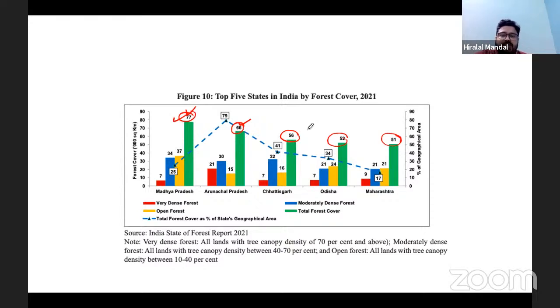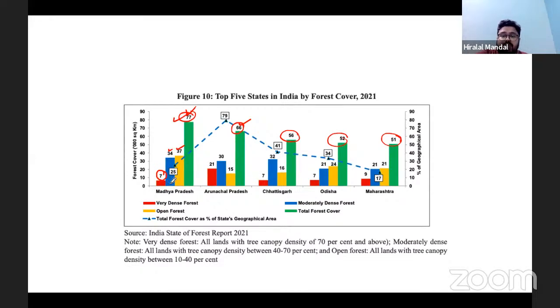Now, out of that, you can see very dense forest. Again, when it comes to the performance of the state in terms of very dense forest, in Madhya Pradesh, even though the forest cover is very high, you can see the ratio of open forest and the moderately dense forest is high, but that is something which needs thinking about. When it comes to the dense forest area, it is merely 7%.